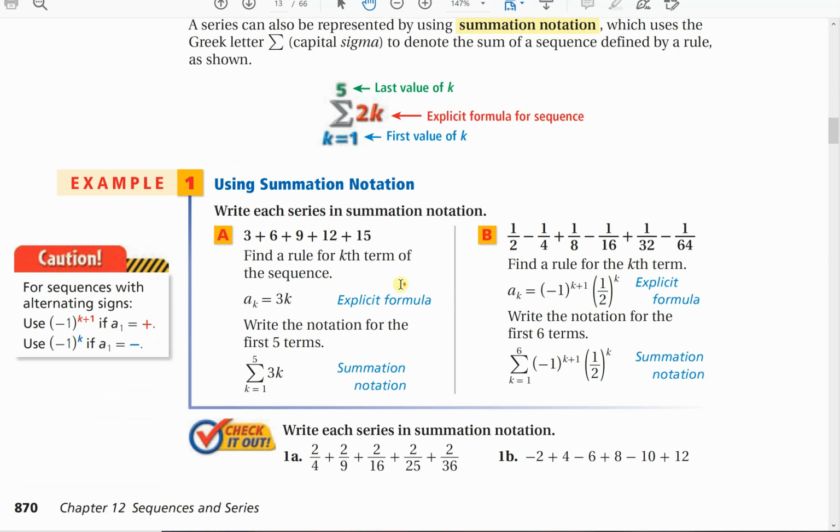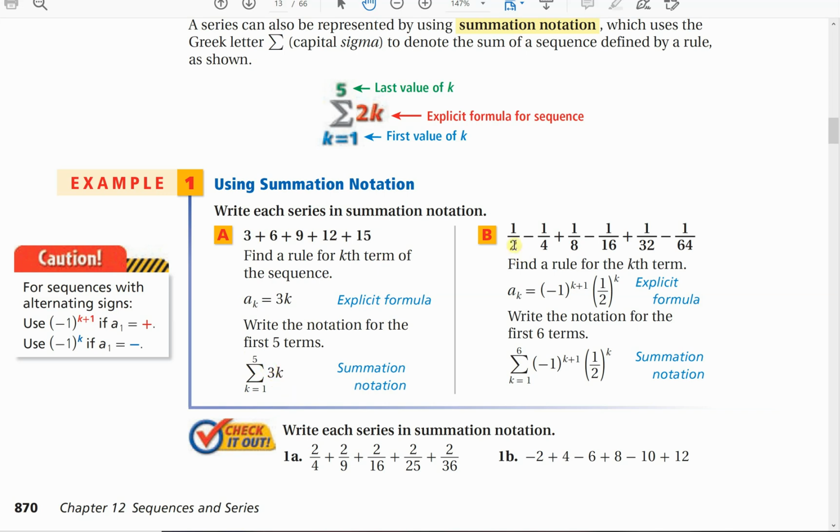So to write a series in summation notation, this is what you do. If I have 3 plus 6 plus 9 plus 12 plus 15, those are multiples of 3, right? We're multiplying by 3. So a sub k is 3k. That's your explicit formula, right? So the first term, 1 times 3, 2 times 3, 3 times 3, and so on. To write that in summation notation, I'm going to say k from 1 to 5, and my formula is 3k.